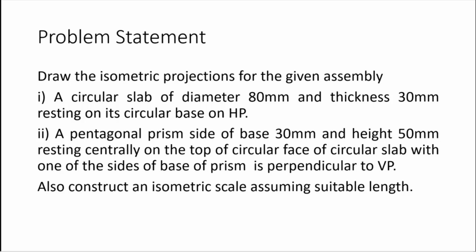So from these statements, we derive the important data, that is diameter and thickness of circular slab and the base side and height of the pentagonal prism. Also important is that one of the sides of base of prism is perpendicular to the vertical plane. We also need to construct the isometric scale. So we now move on to the overview of the problem.